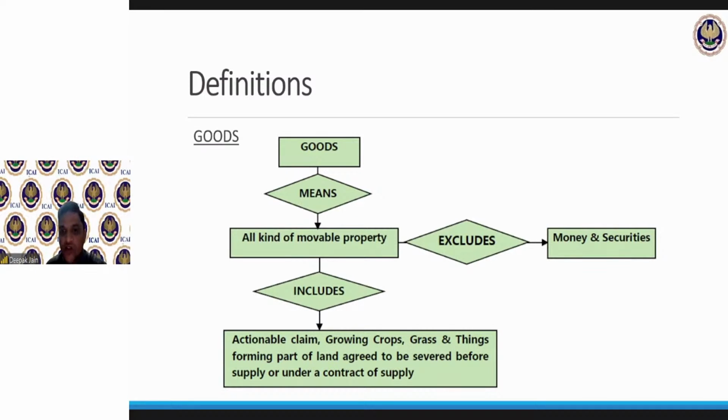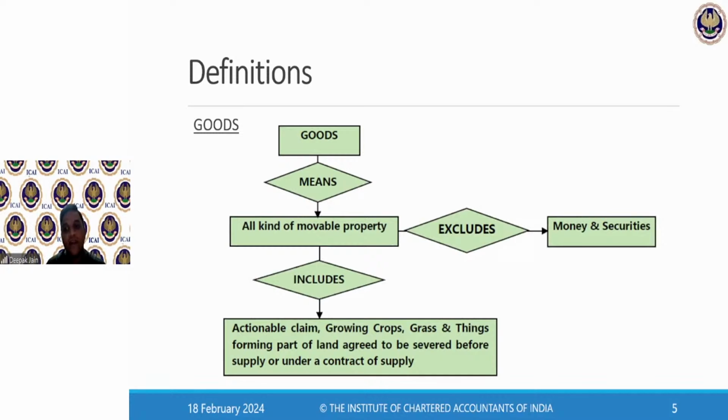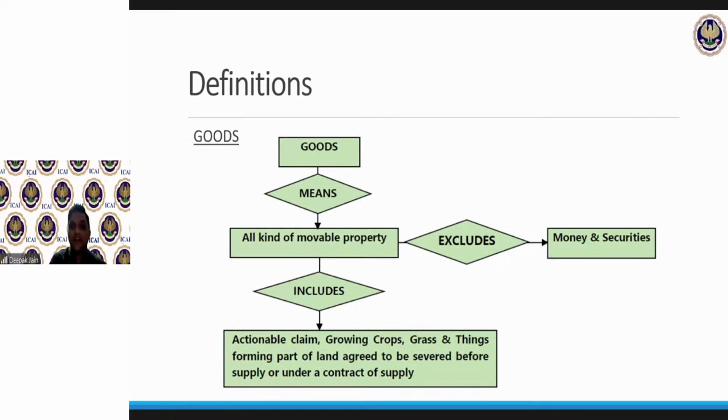If the land is sold with crops and without agreeing to sever, severing will happen because at some point of time it will happen. But if it is not agreed before supply, it could happen in cases where the value of those growing crops is negligible. Then it will not be considered as good.